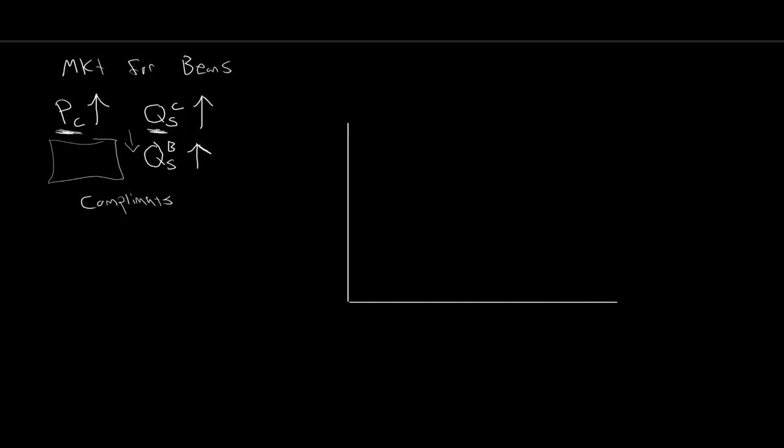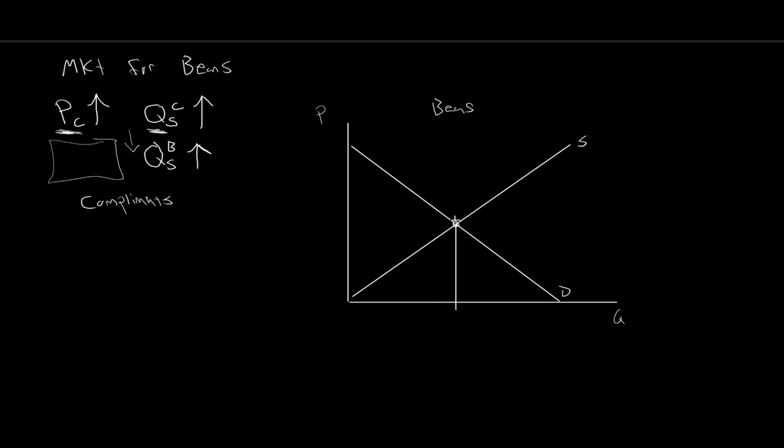Well, let's visualize it. Price, quantity. We have our demand. All right, think about what market we're talking about. This is our market for beans. So I have my demand for beans and I have my supply of beans. Equilibrium, well, we get our original price and original quantity, Q0, P0.